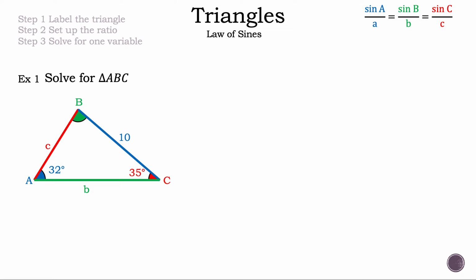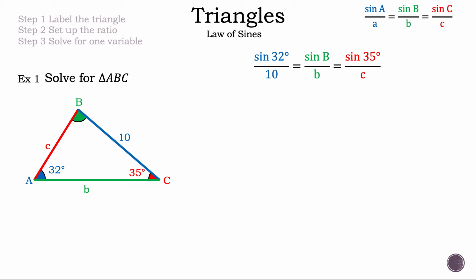Solve for triangle ABC. Now let's take a look at the image that they gave us. They gave us three measurements: 32 degrees, 35 degrees, and 10. Now, is this enough information to solve for the triangle? Well, let's find out. Now we're going to go ahead and set up the ratio because the triangle is already labeled for us. Sometimes the triangles aren't labeled, and you should label it so you don't get confused.